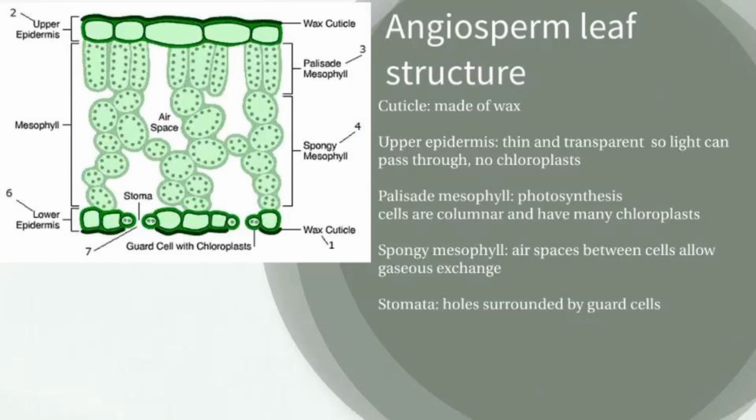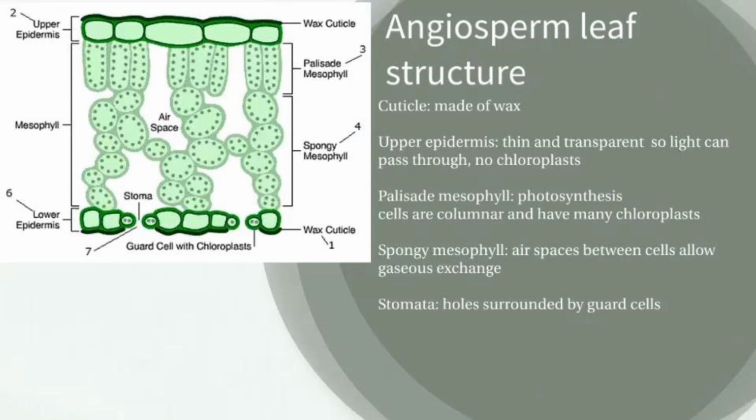So the stoma are where gases can enter in and out of the plant. The stoma is a hole, and the guard cells are positioned either side and can control the opening and closing of the stoma to regulate the gas exchange and also loss of water via transpiration, which we'll come on to in the next lesson. And then finally, underneath there is also another waxy cuticle to prevent water loss.